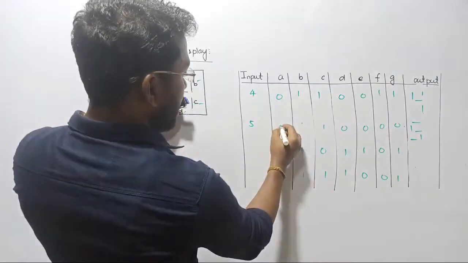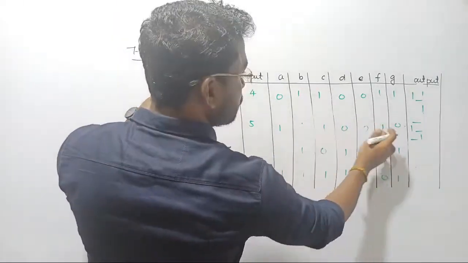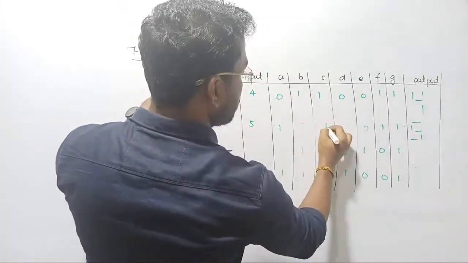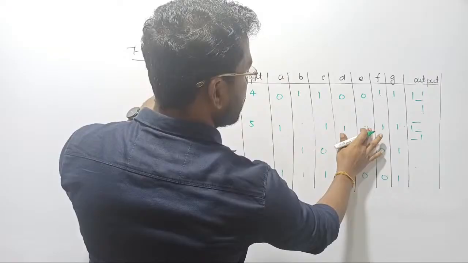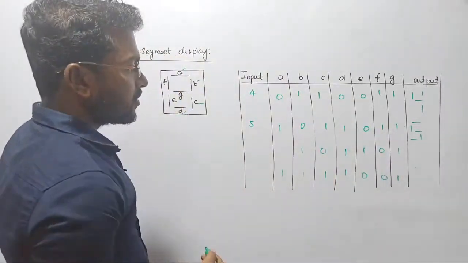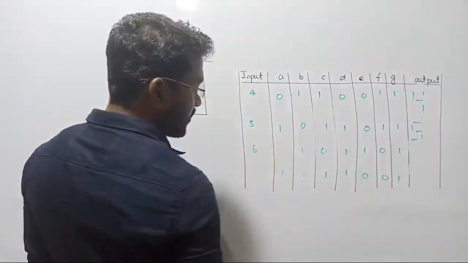Such that A, F, G, C, D, right? The rest of the segments are going to be 0. Clear? Fine. So that is totally 5. Let us activate 6.